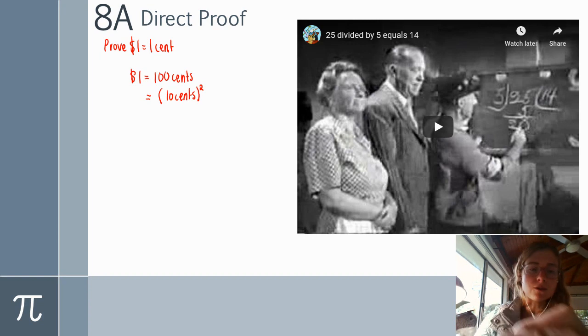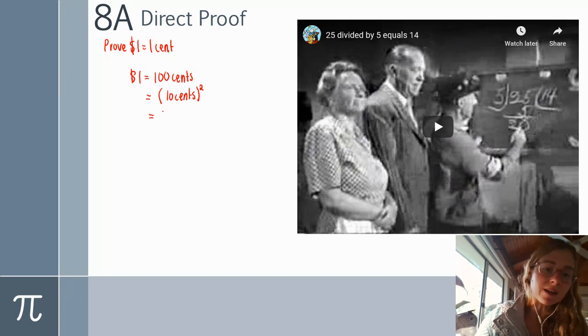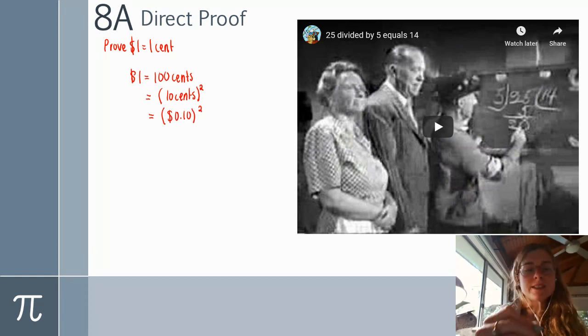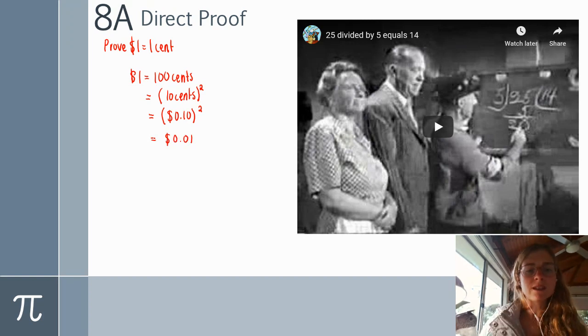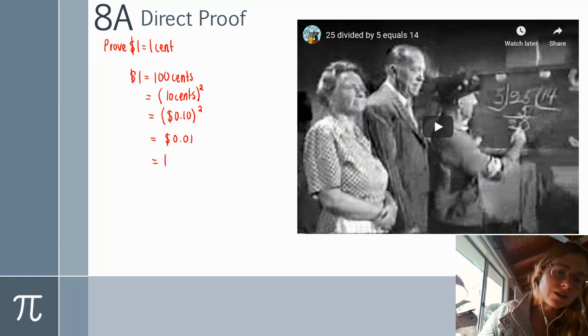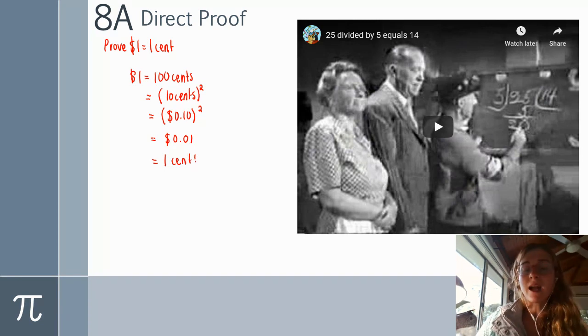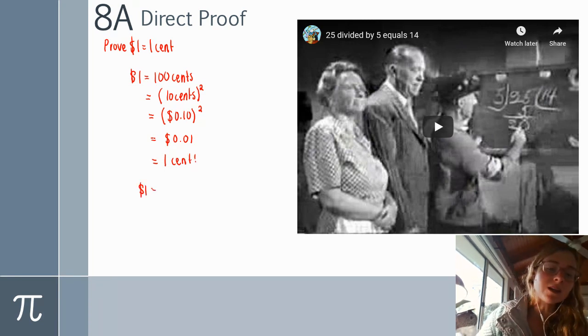Yep, that looks good. Second step, okay, well, I can write 10 cents as $0.10. Keep the squaring because we had it before. Well, 0.1 squared is 0.01. So if I have $0.01, that's really 1 cent. I have just proven to you $1 equals 1 cent.